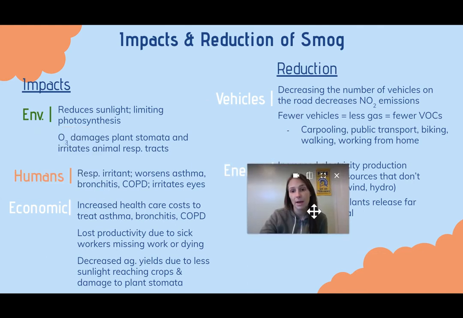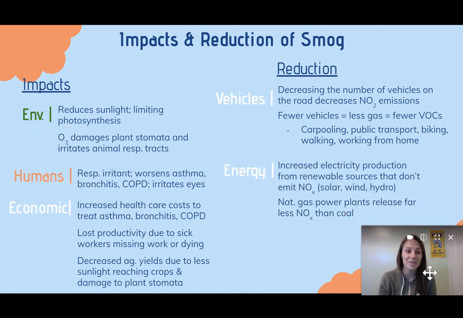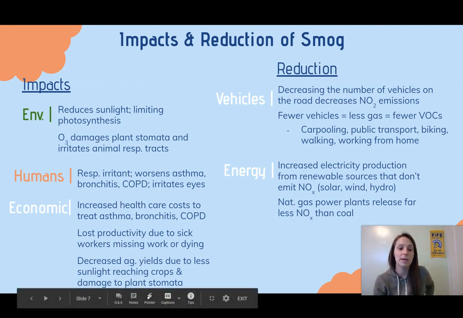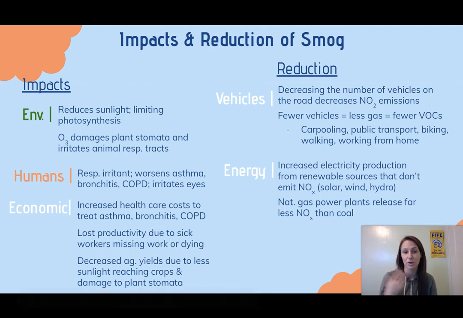So we're going to look at some of the impacts of why this photochemical smog is not good. For impacts, the first couple are environmental. An environmental problem is that it reduces sunlight, because this smog blocks out the sunlight, which limits photosynthesis. And as I talked about earlier, ozone damages plant stomata, and it also irritates the respiratory tracts of animals. For humans, since we are animals, our respiratory tracts are also damaged by this ozone. It also worsens asthma, bronchitis, COPD, and causes irritation in the eyes.